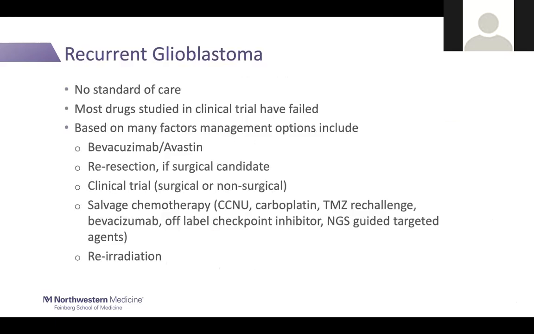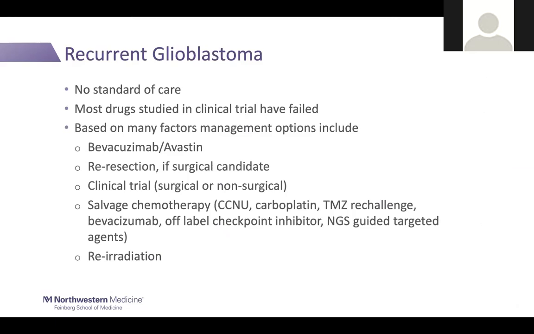These tumors unfortunately do come back in many cases, if not all cases. And there's no clear standard of care in how to manage people. So this is where there's a lot of things that we can think about. We have studied many, many drugs in this setting. Most of them have not succeeded. There's many different options. So we use drugs like Avastin or bevacizumab. That's very standard. That's a commonly used agent.